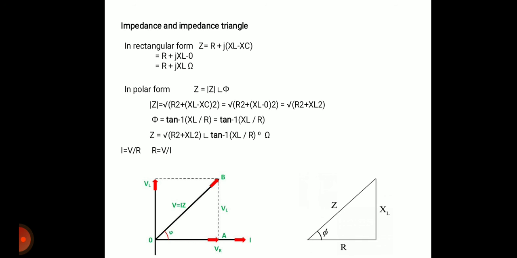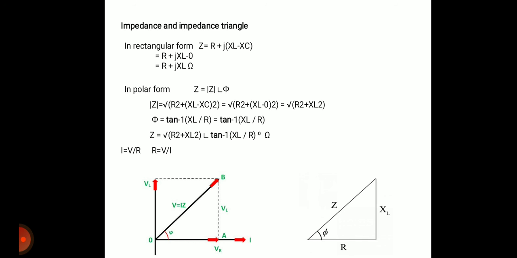So in rectangular form, Z is equal to R plus jX, and X is XL minus XC. There is an absence of capacitor, so XC becomes 0. So Z is equal to R plus jXL, unit is ohm. In polar form, Z is equal to mod of Z at the angle of theta. So mod of Z is equal to under root of R square plus (XL minus XC) square. XC is 0, so under root of R square plus XL square.